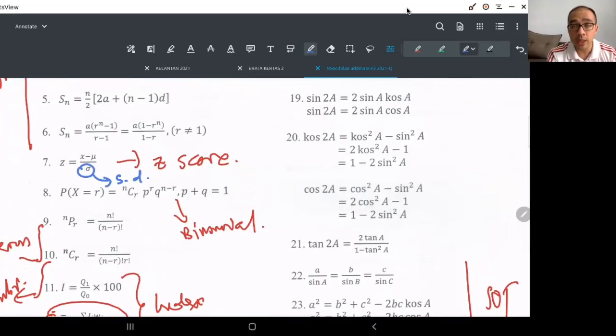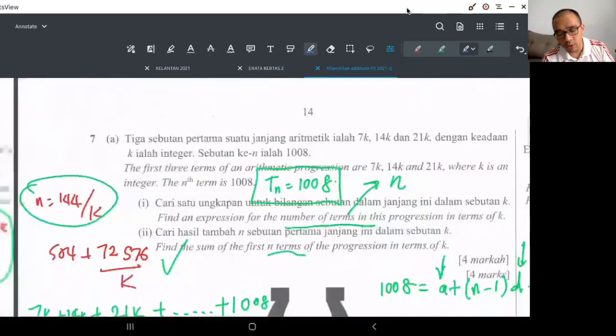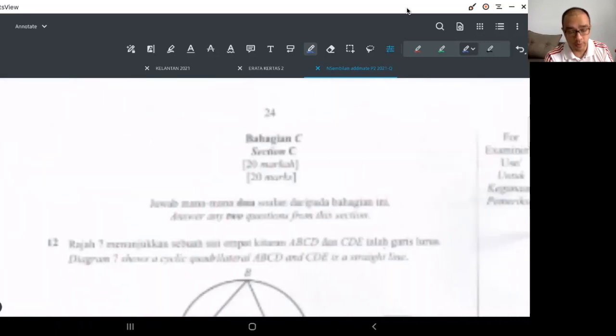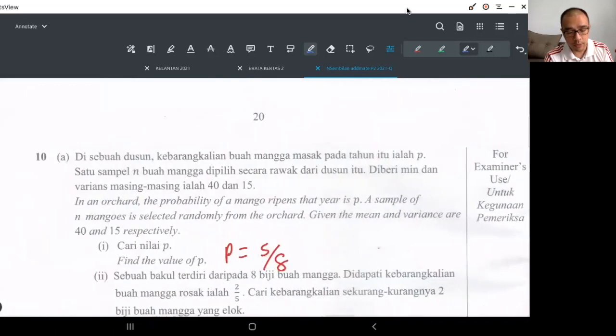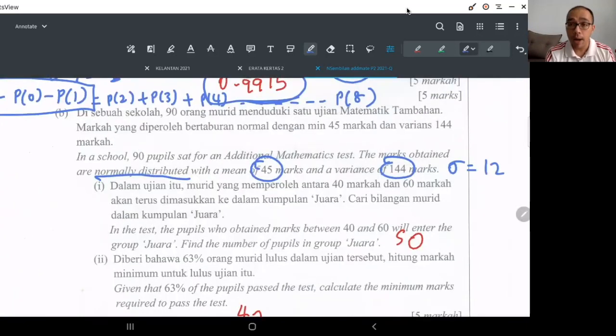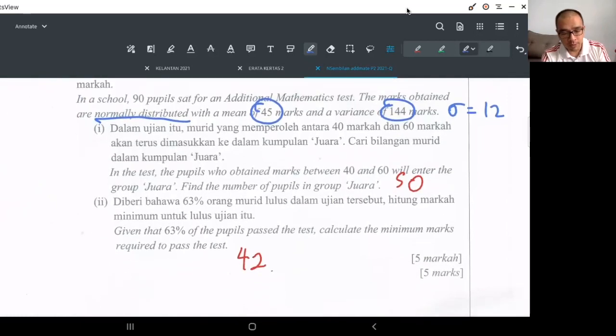The question will always give you variance. So it's your responsibility to remember that you need to change it to standard deviation, which is the square root of 144. That means the standard deviation equals 12. Mark it down so that you remember. Now in the test, the pupils who obtain the marks between 40 and 60, so these are our x values, x equals 40, x equals 60, will enter the group Juara. Find the number of pupils.